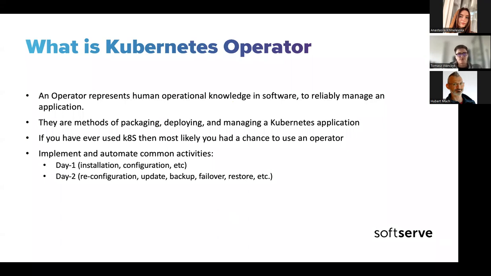And one super important key point for those who are beginners in Kubernetes, or at least had a chance to use it a little bit: there is a high chance that if you ever used Kubernetes, you most likely had a chance to use an operator, but most likely you are not aware of it. So an operator implements and automates common activities. Those activities are divided into two groups. This is how the official documentation explains it. Activities like day one: installation, configuration, and basic things to run an application on Kubernetes. And then there is a second group of activities that it also helps in doing: reconfiguration, updating, backup, failover, and restore. Those kinds of things the operator helps you in solving.